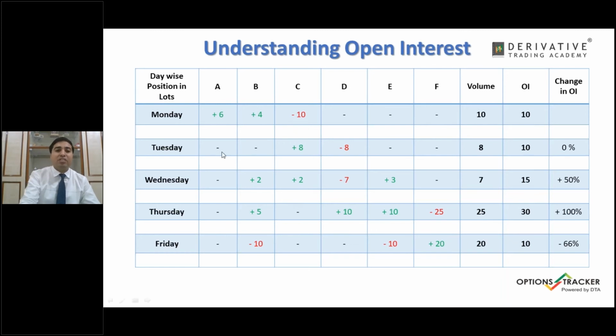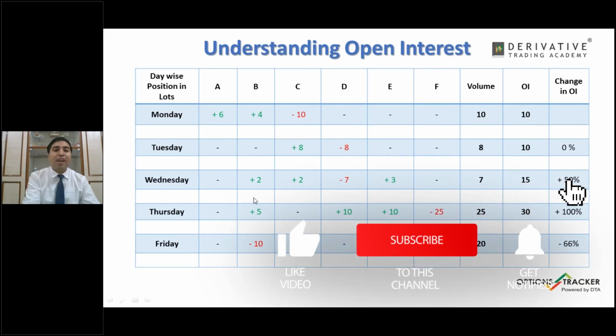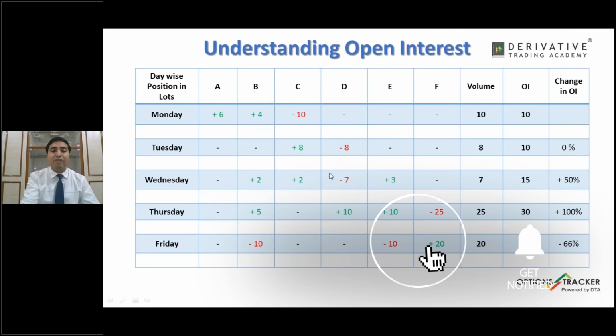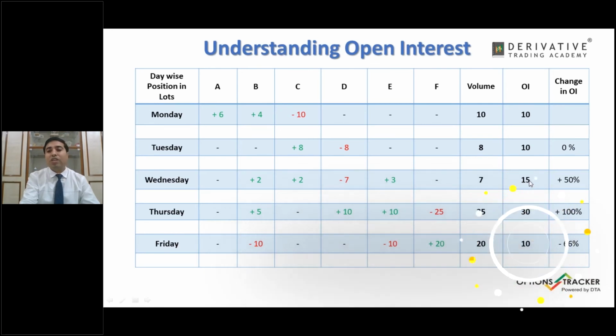Why 15? 6 long A, 6 long B, that is total 12, 3 long for E, that is total 15, while D is having the open interest of minus 15. So that's why you notice here the volume is 7 lots while the open interest is changed to 15 lots. The earlier open interest was 10, now the open interest is changed to 15. So change in the open interest by 15%.